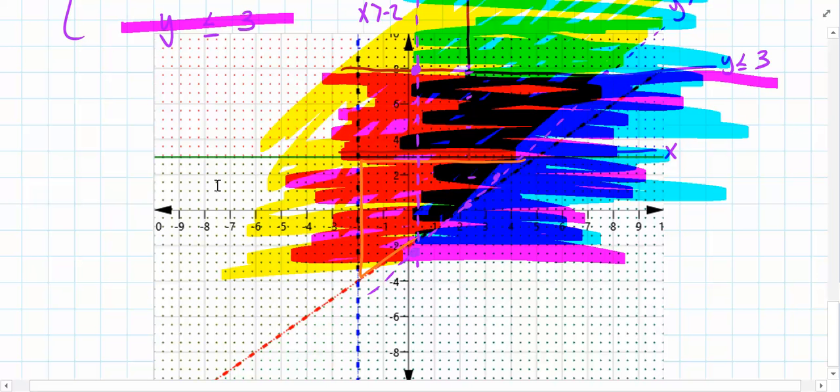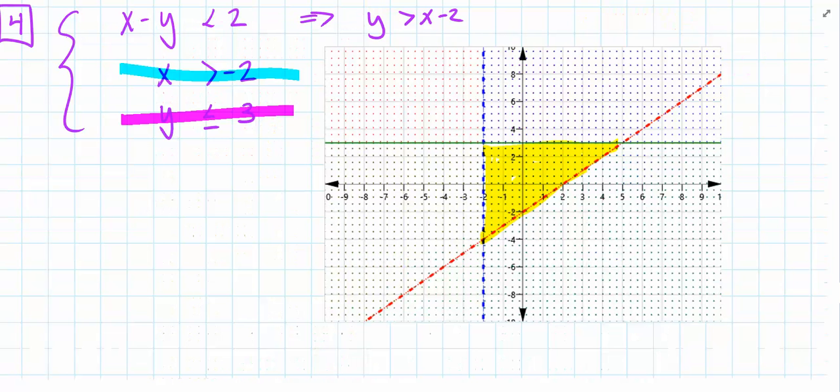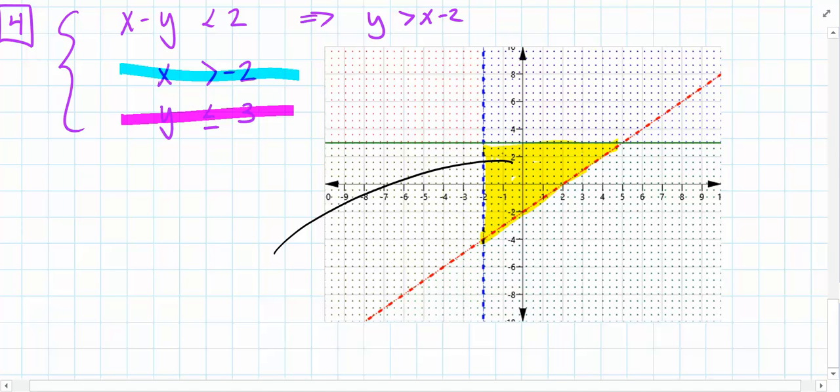Now we're back on track here. So the couple things I want to point out to you is this thing right here, right? This area that's all shaded in here, this part is called a bounded region. And a bounded region is also called a solution region, right?